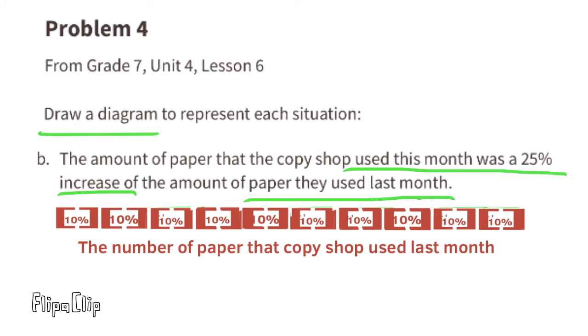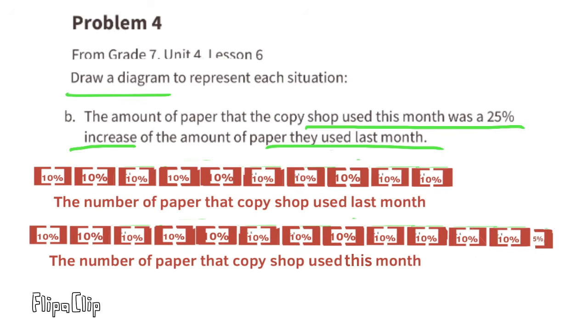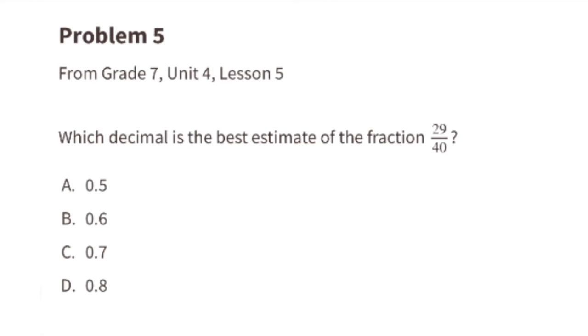To create a diagram that represents the amount of paper used this month, we'd have to add 25%. That would be 2 sections of 10% and a half of a section of 10%, since half of 10% is 5%. Problem number 5 from 7th grade, Unit 4, Lesson 5.